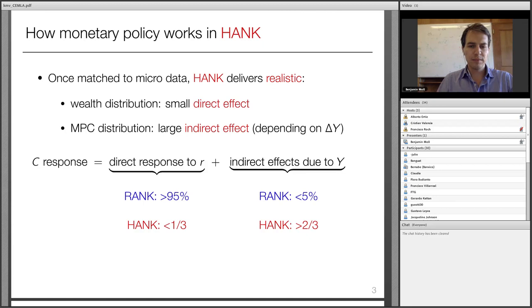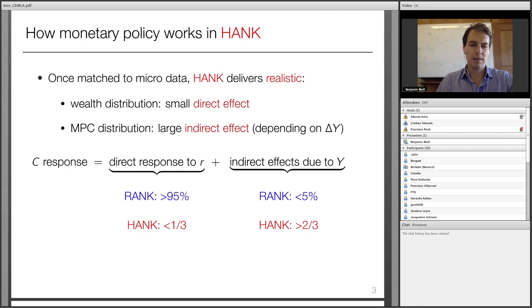The second main result: this first one is about a decomposition. It doesn't tell you anything about the overall responsiveness of consumption with respect to interest rate changes, like the overall elasticity of consumption to interest rate changes. It just tells you the decomposition. We also have something about the overall effect, and there the result is that it can go either way. It can be either smaller or larger than in the RANK model.